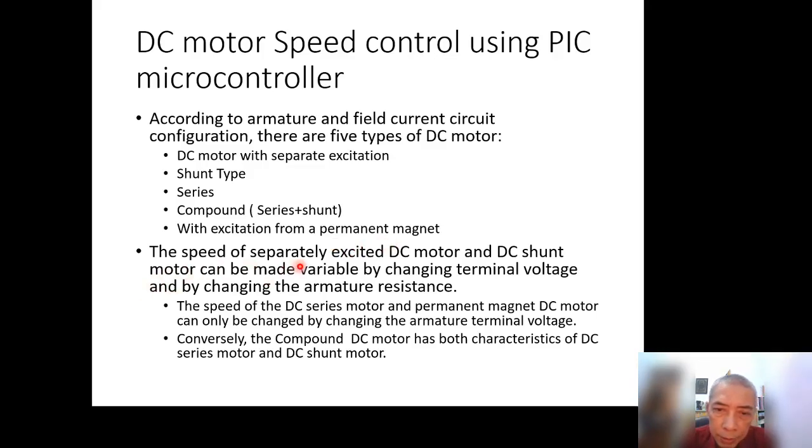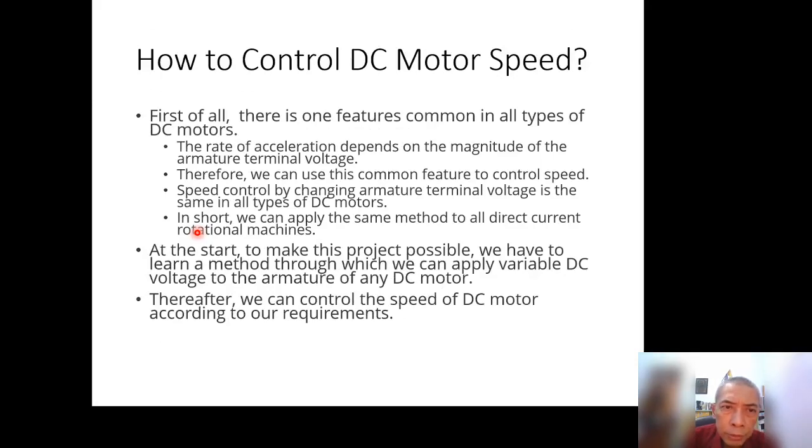The speed of separately excited DC motor and DC shunt motor can be made variable by changing terminal voltage and by changing the armature resistance. So this is technically how to control the DC motor according to the behavior of the DC motor speed itself. And how to control the DC motor? You can control the DC motor speed using the voltage regulator and also the PWM. In our example, we will use the PWM.